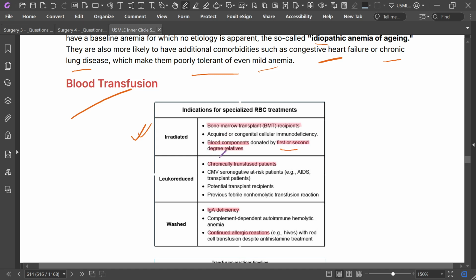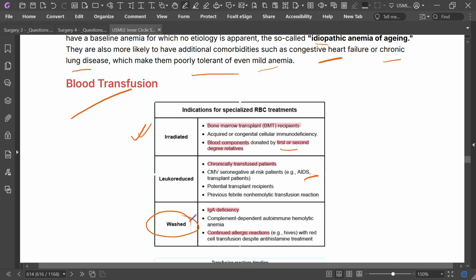So irradiated RBC should be given in bone marrow transplant recipients and for blood components donated by first or second degree relatives. Leukoreduced RBC should be given in chronically transfused patients, and in CMV-seronegative at-risk patients such as AIDS patients, transplant patients, and potential transplant recipients.